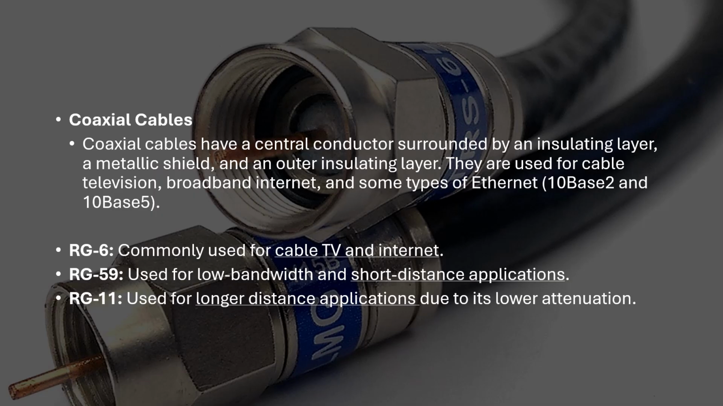Now the next is coaxial cables. In this, there is a conductor in the center of the cable which is insulated, and after that there is a metallic shield, and there is also another insulating layer over it. That is the structure of a coaxial cable. It is mostly used for television cables and broadband internet.